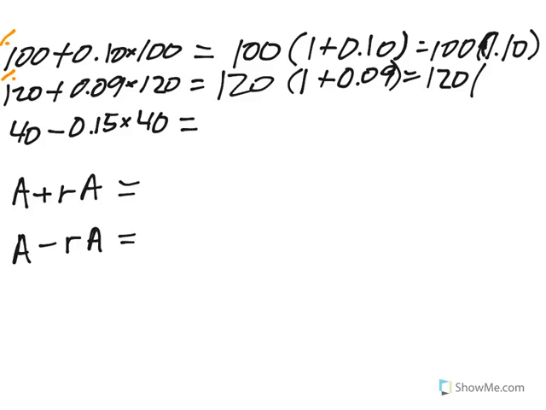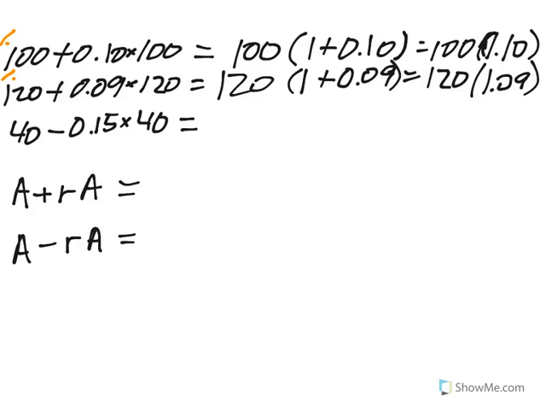So 120 times 1.09, and I've actually got my calculator out. I'm not even going to trust it. I'm going to actually check this. 120 times 1.09, my calculator says 130.8. And that's the $130.80 that we got the last time, because we saw that 9% of 120 was $10.80.